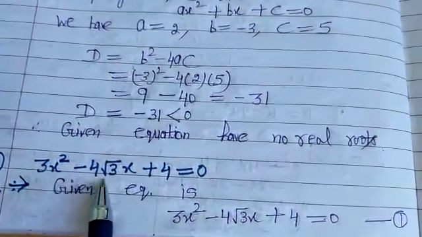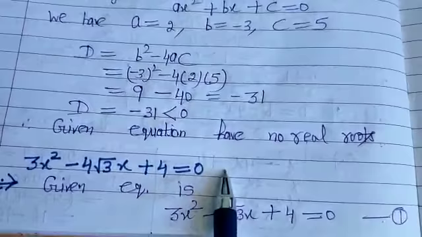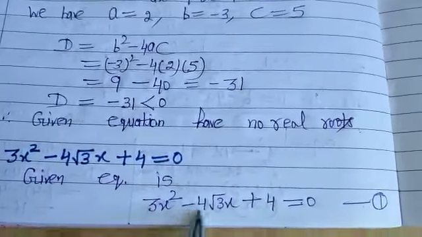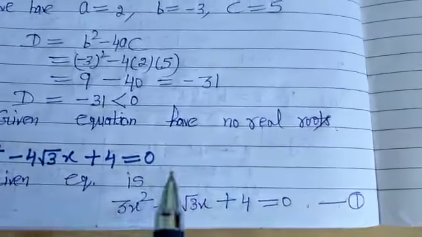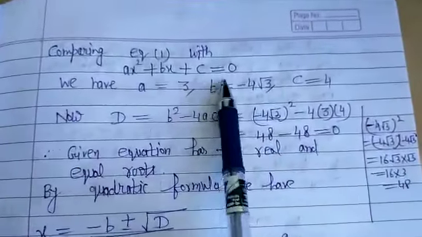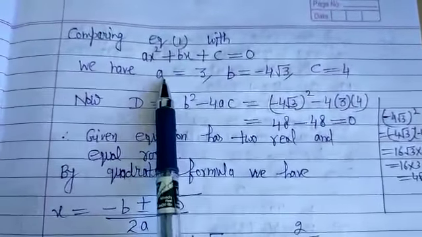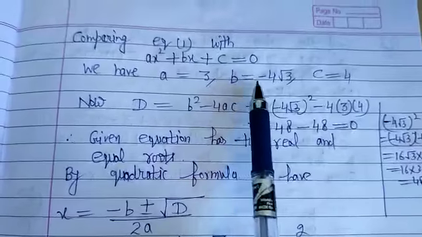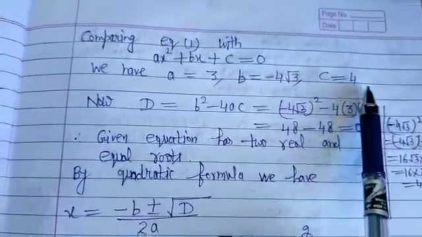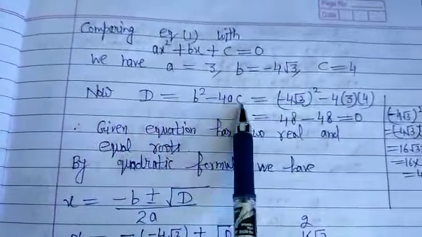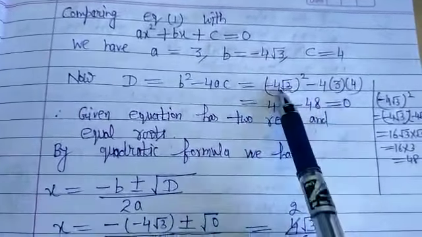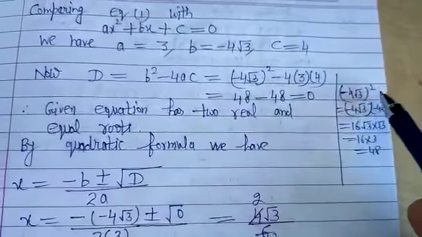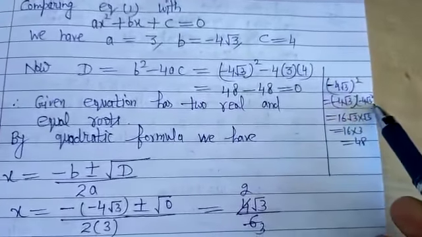The second part is 3x² − 4√3x + 4 = 0. In the solution part, the given equation is 3x² − 4√3x + 4 = 0. We will compare this equation with the standard quadratic equation, ax² + bx + c. After equating, we have a = 3, b = −4√3 and c = 4. Now the discriminant b² − 4ac, that is (−4√3)² − 4ac. We will solve it in the rough part here: −4√3 into −4√3.